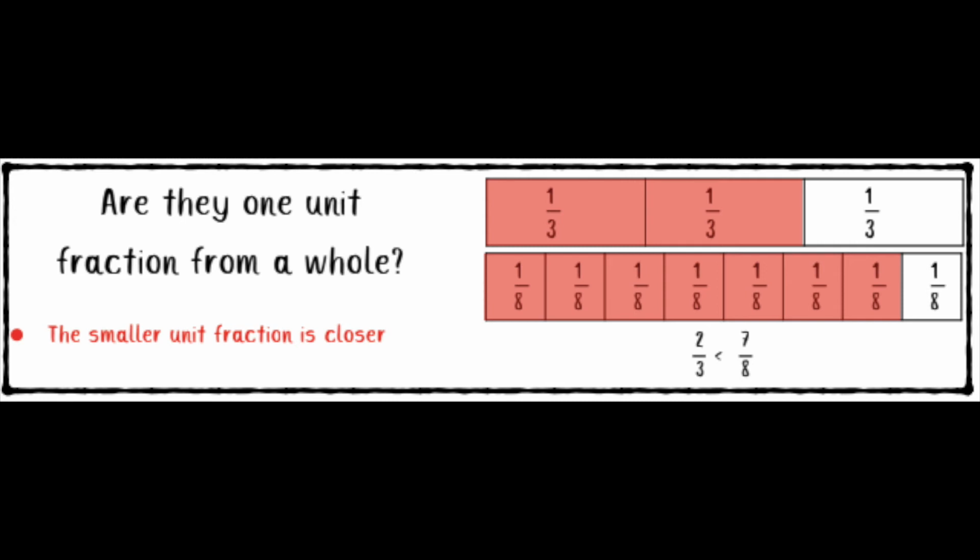So remember how we talked about the larger the denominator, the smaller the piece? Well, the smaller the piece in this case is going to always give us our larger fraction because it is closer to creating one whole. So if we have 2/3 and 7/8, they are both 1 unit away from a whole, 2 being 1 away from 3, and 7 being 1 away from 8. However, 7/8 is going to have a smaller piece to fill to complete that whole.